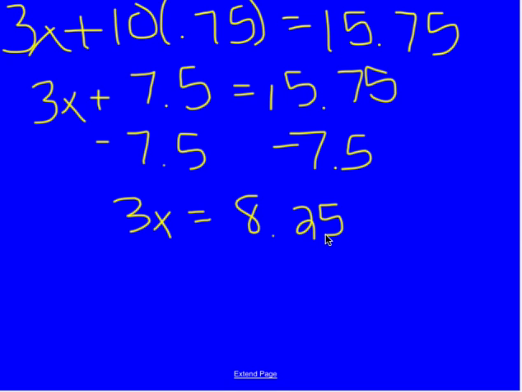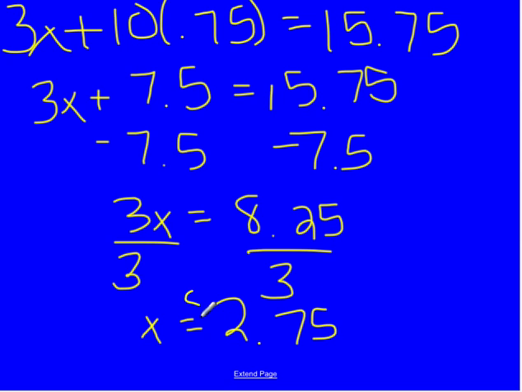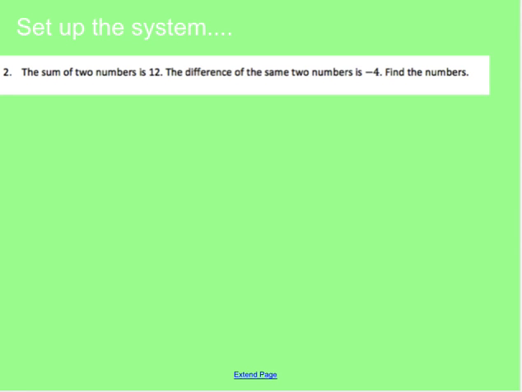So now I am going to divide both sides by 3, and when I do that I end up getting x is equal to 8.25 divided by 3, which is going to be 2.75. So it's $2.75 for new comics. Next, let's take a look at number 2.